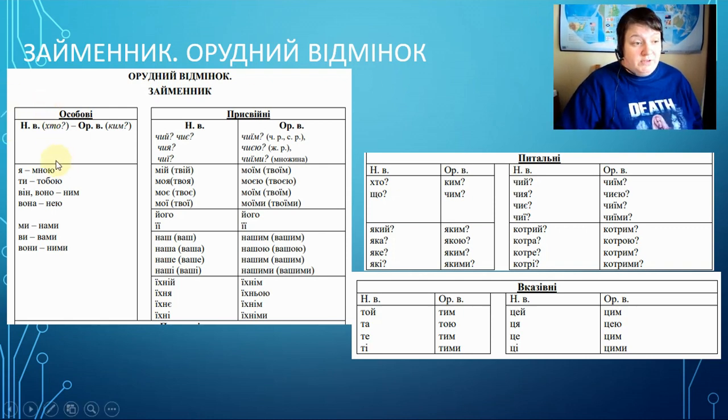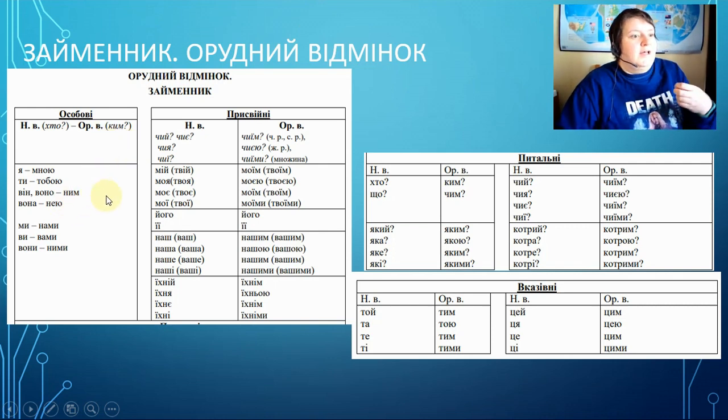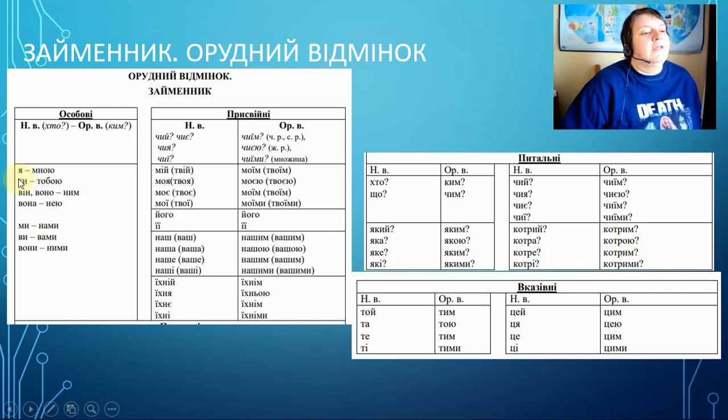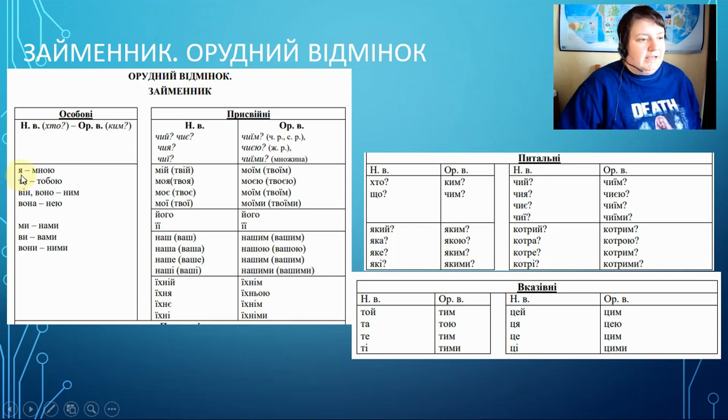Personal pronouns, особові займенники. Again, in nominative case, the question is хто, who, or що, what. In instrumental case, ким, чим, with the help of whom, with what instrument, or with the help of which person. So, я, I, мною, with me. Ти, you, тобою, with the help of you.